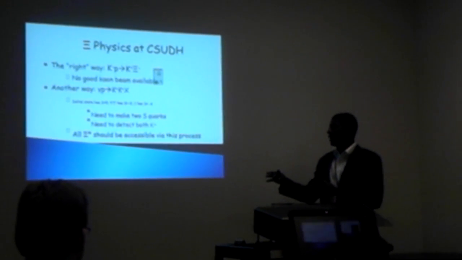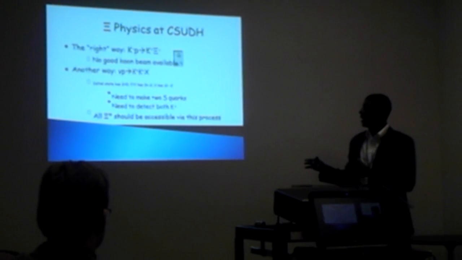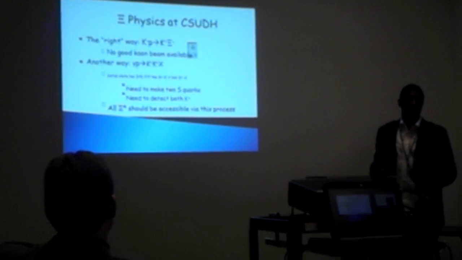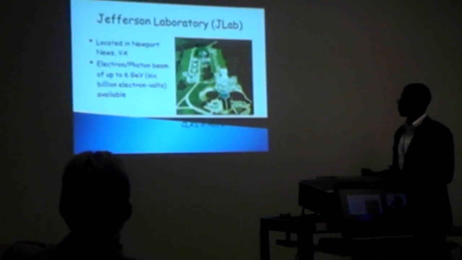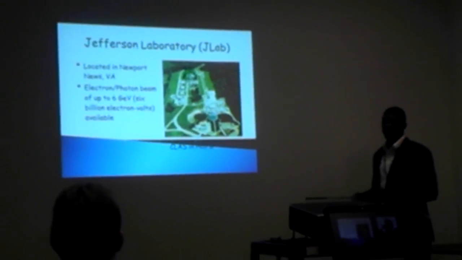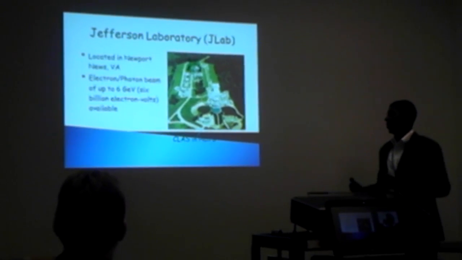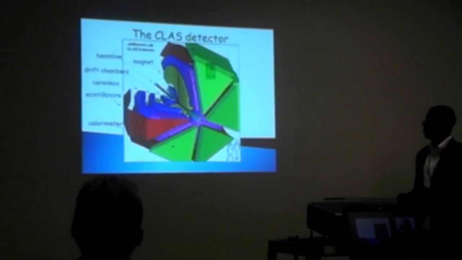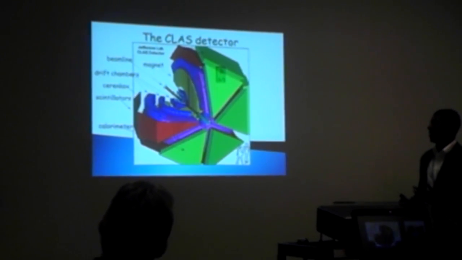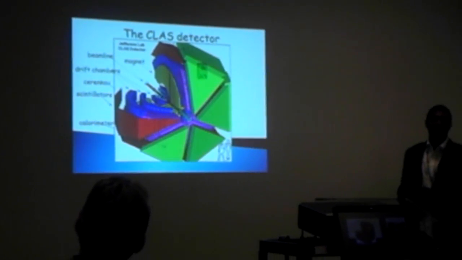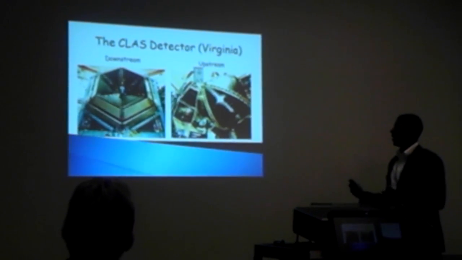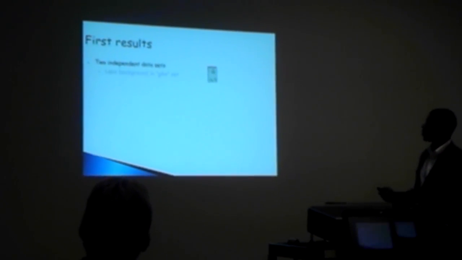So all of the cascade plus all the excited cascades should be accessible via this process. A lot of the experiments are done at the Jefferson Lab, JLab. I don't really know too much to hit on this, so I'll just pass it by. And these are the older detectors of how we study the cascades. And here's just another view of it. And basically studying the first results.